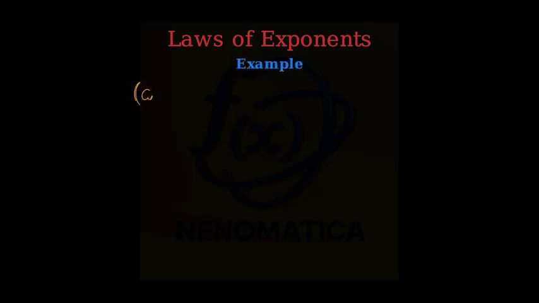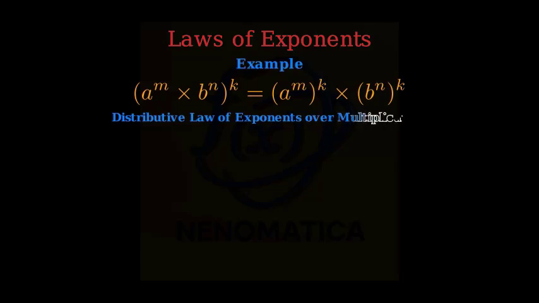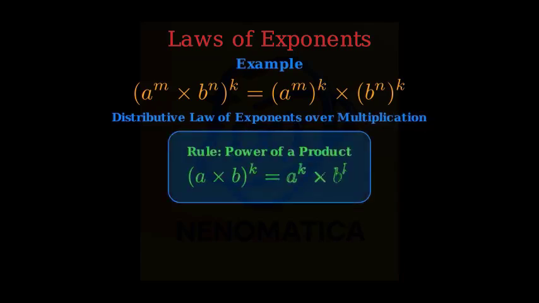Let's start with our first law, which is the power of a product. This law tells us what happens when we raise a product of terms to a power. When we raise a product of terms to a power, we can distribute the exponent to each factor in the product. So, the expression (a^m · b^n)^k equals (a^m)^k times (b^n)^k.